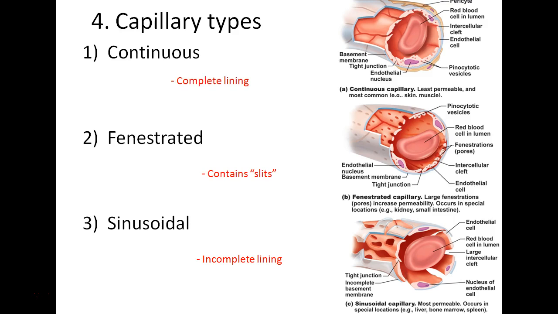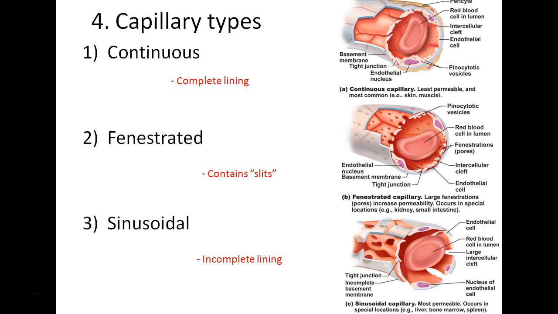Our second type of capillary is going to be fenestrated. Again, these are composed of a complete endothelial lining around the lumen, but we're going to have small regions of fenestrations. These fenestrations are small pores, so to speak, and these pores are going to allow larger molecules to pass through. So, for example, we might find fenestrated capillaries in the small intestines, the ciliary process of the eye, the choroid plexus, or the kidney.